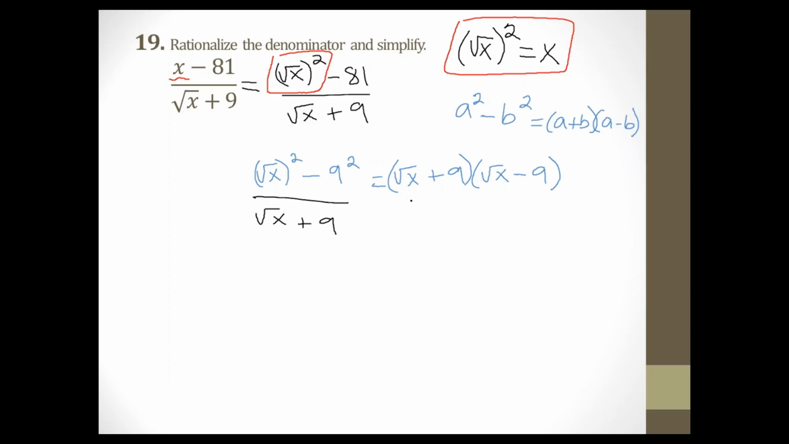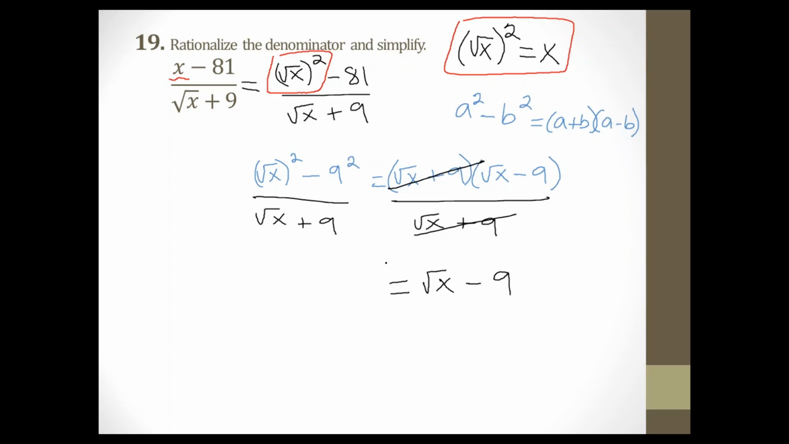And so now if you look at it, I do have common factors in the top and bottom. So I have the square root of x plus 9 at the top and the square root of x plus 9 in the bottom, so I can cancel these out. So then my final answer is going to be the square root of x minus 9.